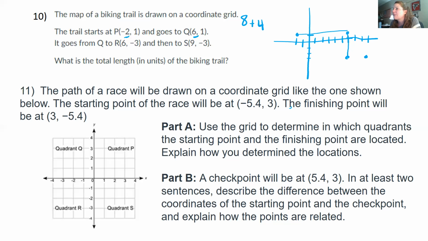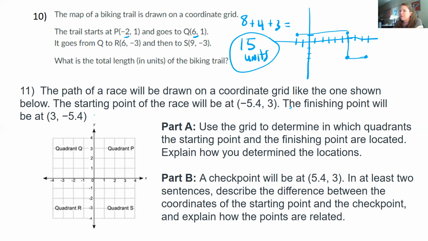And then finally, from 6, -3 to 9, -3. So how far apart is 6 and 9? 3 units. So 8 plus 4 is 12, and 12 plus 3 is 15. The answer is 15 total units. And it does help if you draw it out and you can literally just count how many units apart they are.